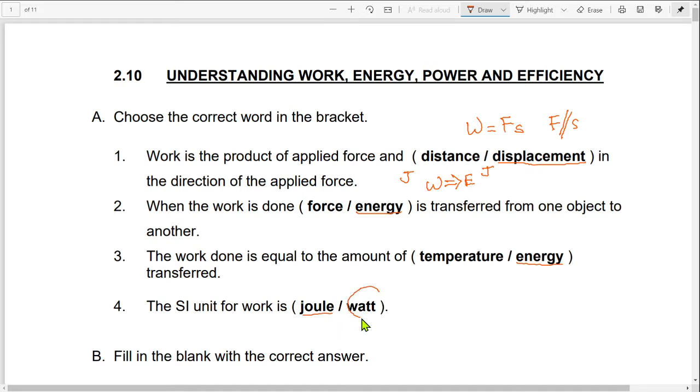But then what is watt here? So watt here is actually the unit for power. That is power, whereby power equal to energy divided by time. If you are to define power, so we can say that power is the rate of change of energy, or the rate of energy dissipation. So that is power.